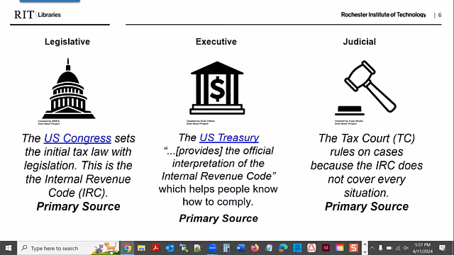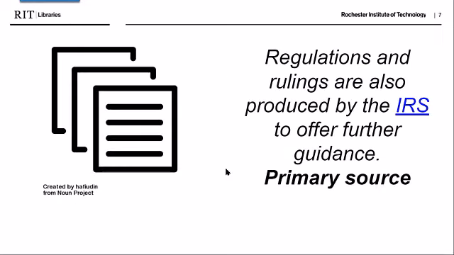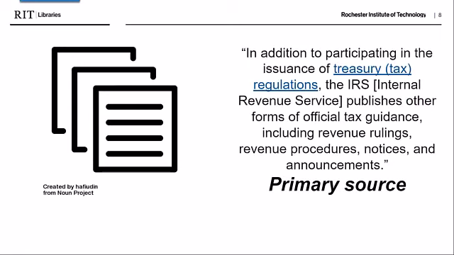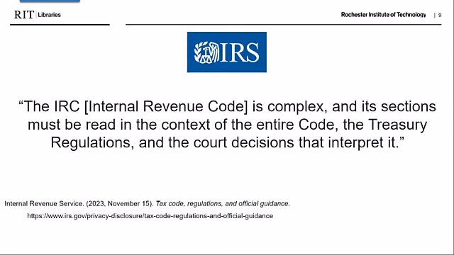Then you also have these rules and regulations that come into play and offer a little bit of extra, further guidance for accounting professionals and lay people. This is basically the definition off the Treasury site. In addition to the issuance of the tax code, the IRS publishes all these other official guidance. Some are revenue rulings, they'll become important. Some are revenue procedures, notices, and announcements, also primary.